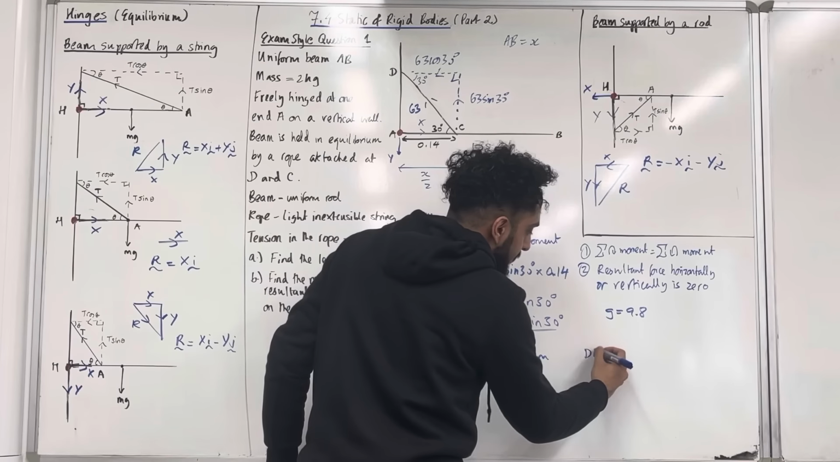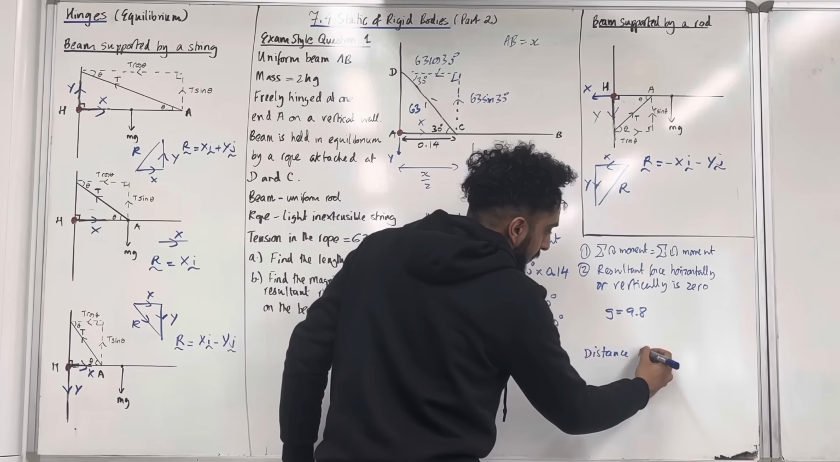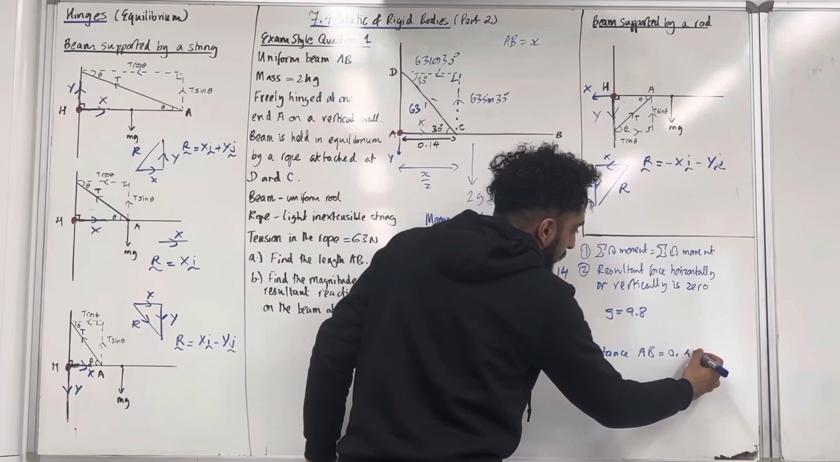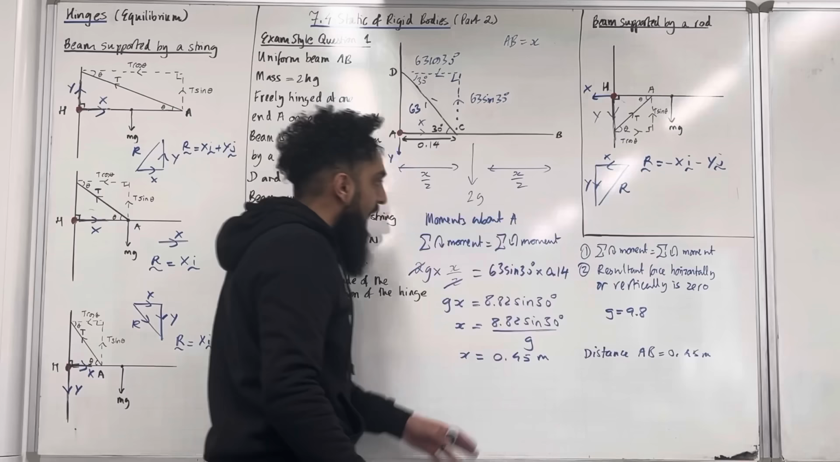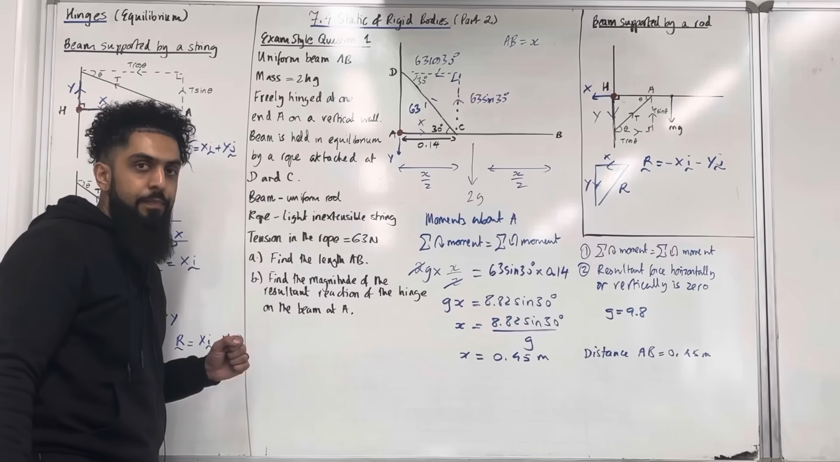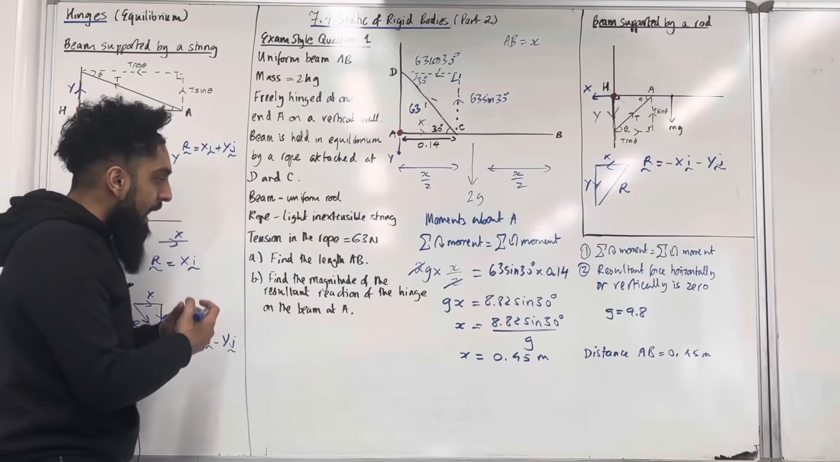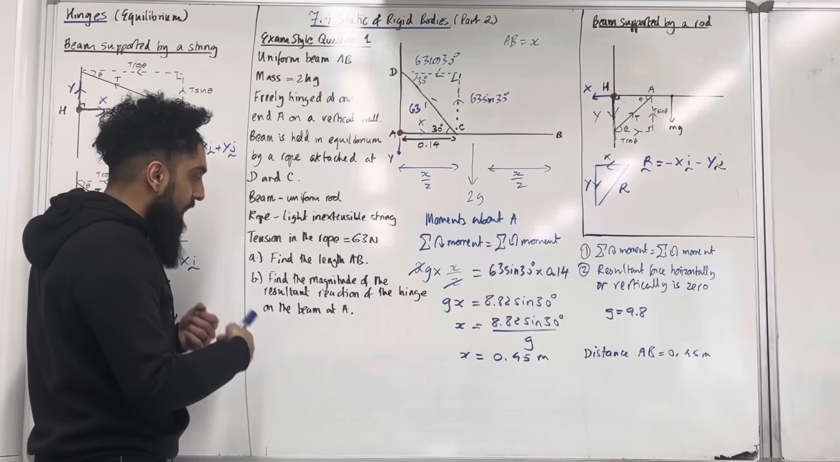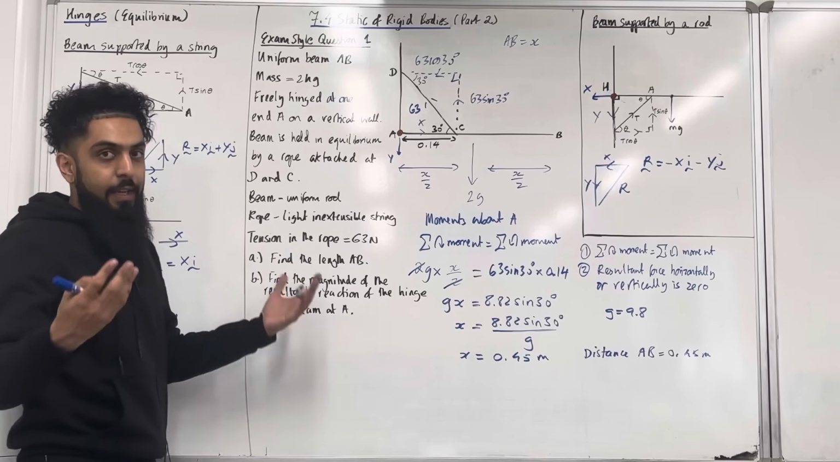Therefore, the distance AB is equal to 0.45 meters. And that there, ladies and gents, completes part A. Now part B: find the magnitude of the resultant reaction of the hinge on the beam at A.